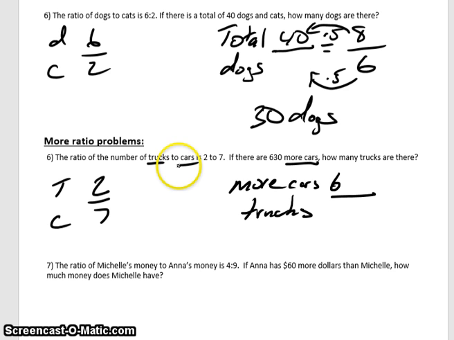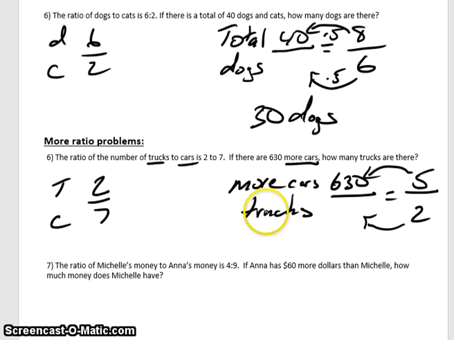Well, there were 630 more cars. I don't know how many trucks there were. That's what they're asking for. But now I can go back and use my original ratio. How many more cars were there in the ratio? Well, if there's 2 for trucks, 7 for cars, it's a subtraction problem. There's 5 more. 7 minus 2 is 5. Or if you just want to count up, you can do that as well. How many trucks were there in the original ratio? There were 2. Okay, now we solve. So yep, we're going to do a multiplication problem.